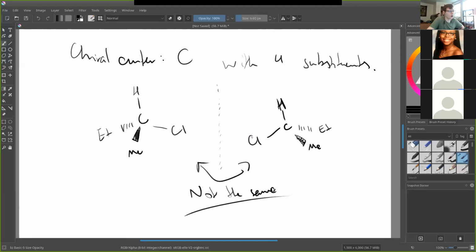There's no way that you could take this structure here in red and this one here in blue and put them on top of each other. You can't do it, because this methyl and ethyl have swapped positions.